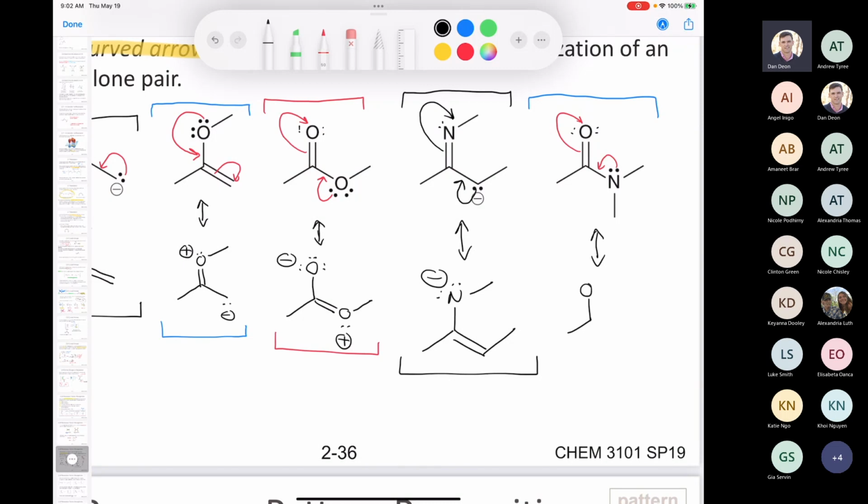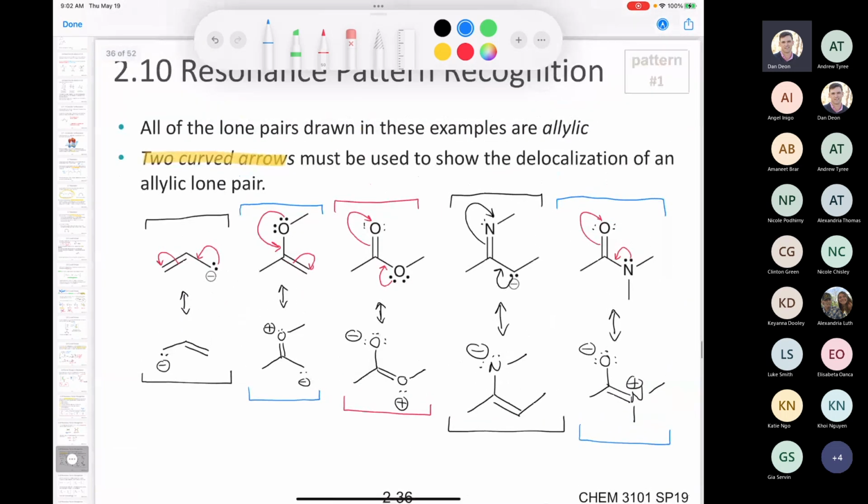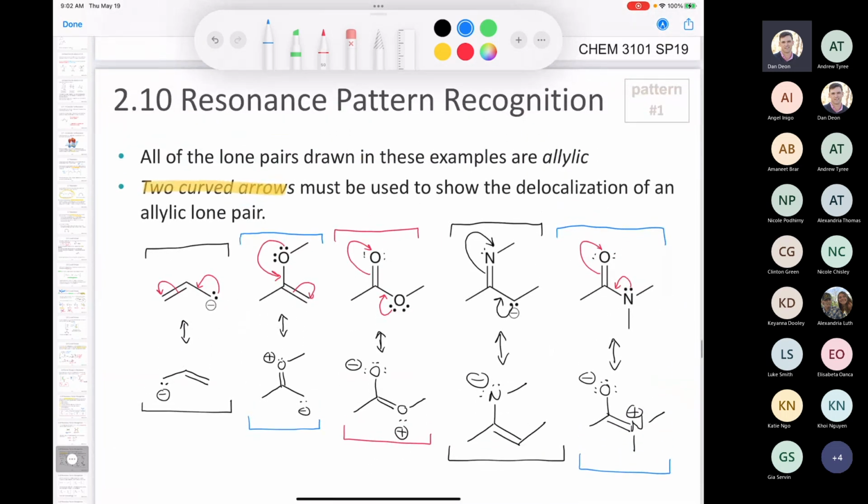this, and now we've got the oxygen, which is going to have a negative charge, and we have our nitrogen, which will now have four bonds attached to it, and so it's going to have a positive charge, like that. And there you have it, folks. Allylic lone pairs, and we were able to draw resonance structures for each one of these compounds and ions that has an allylic lone pair.